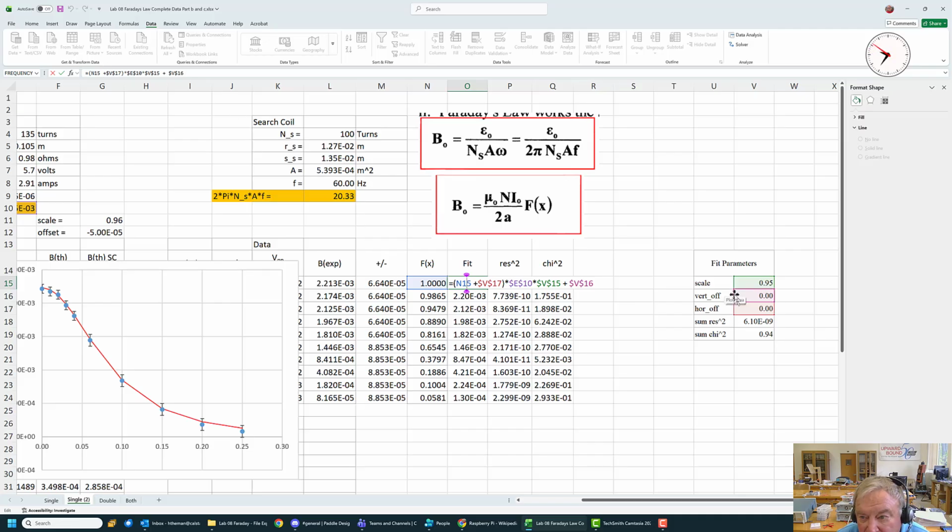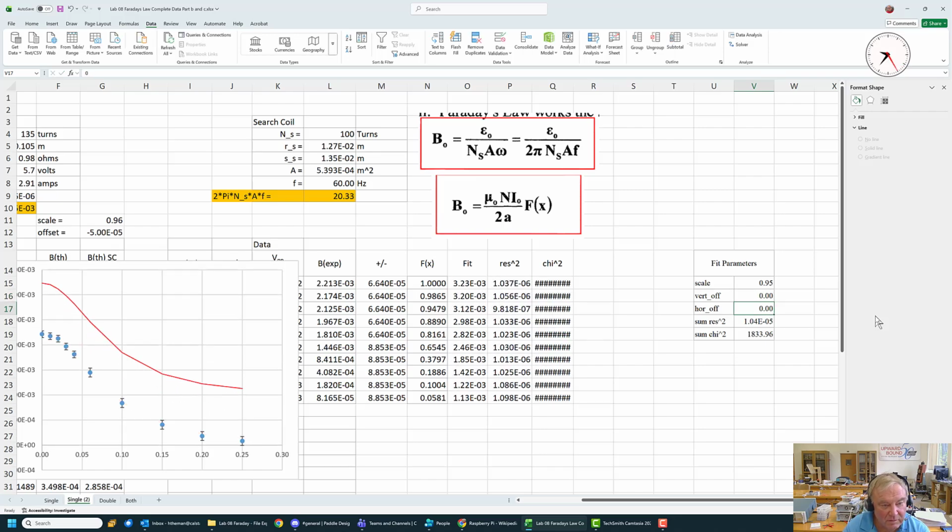V17, V16. So that's V16. Yeah. And yeah, I didn't multiply it. Alright, well, let's see. If we have vertical offset of 0.121... Yeah, that worked.